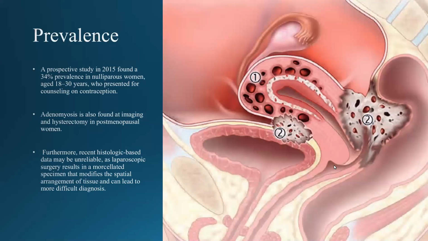So sometimes it's an incidental finding. It's not the presentation, I mean. It's also found on imaging and hysterectomy specimens in postmenopausal women, as I mentioned. Furthermore, recent histologic-based data may be unreliable, as laparoscopic surgery results in a morcellated specimen that modifies the spatial arrangement of the tissue and can lead to more difficult diagnoses. So take care when you do laparoscopy and obtain a biopsy from this finding.